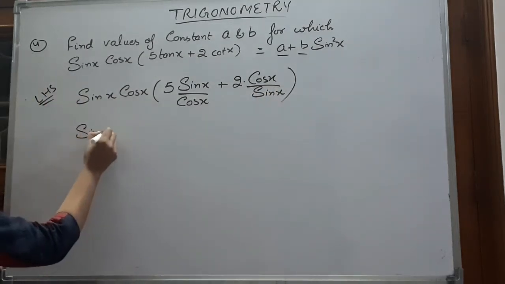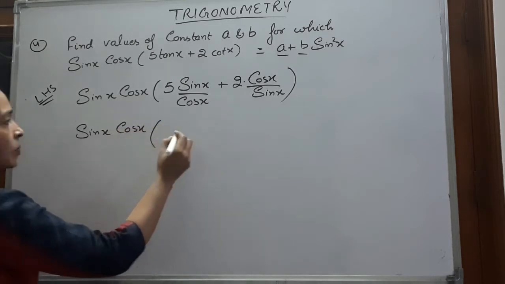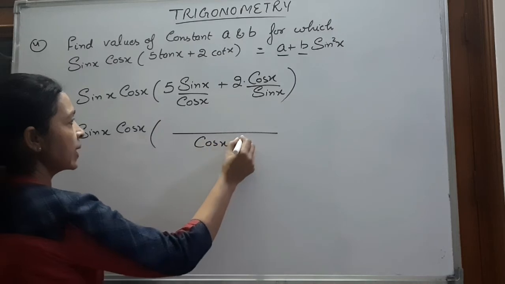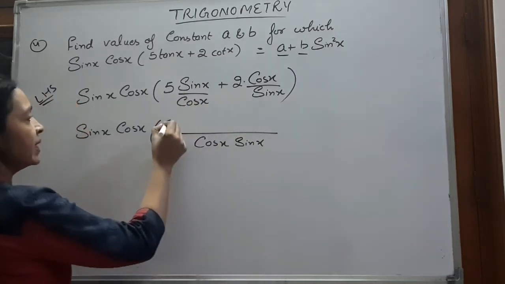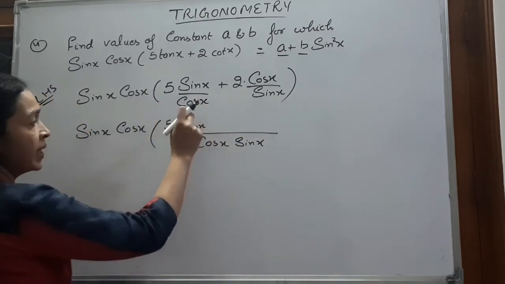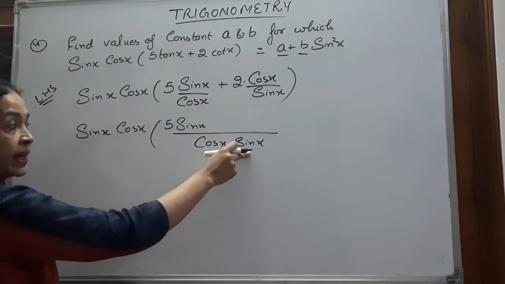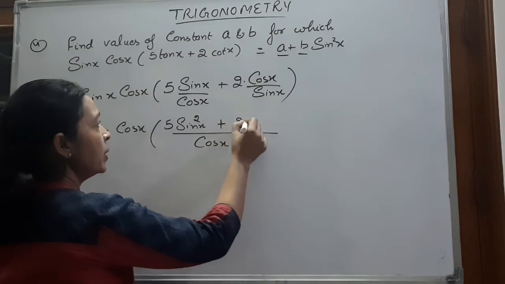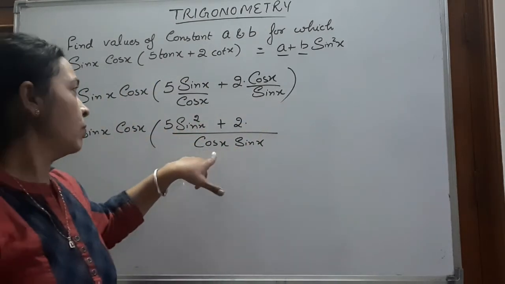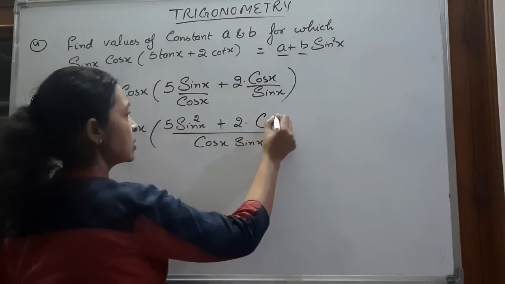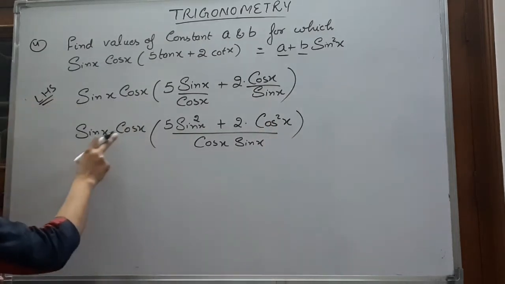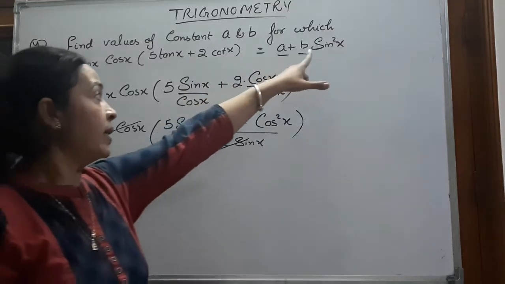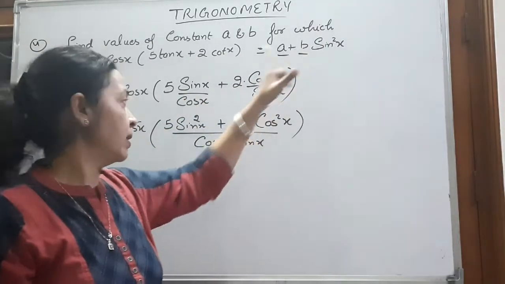So sin x cos x, what will be the LCM? Cos x into sin x. In the numerator we have sin x, denominator we have cos x. What is left? Sin x. Sin x into sin x, sin square x. Plus 2 into sin x we already have cos x into cos x, cos square x. Sin x cos x in the denominator. Both terms get cancelled. Now, in our right hand side we have a term of sin only.